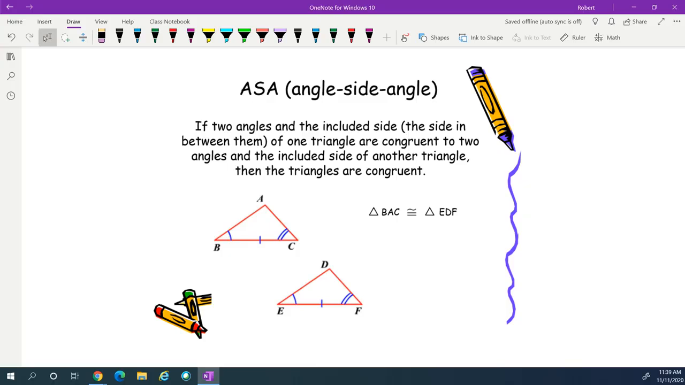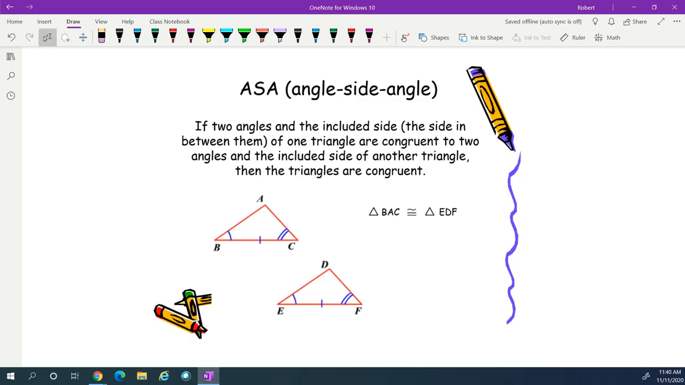When we have 2 angles and the included side from one triangle congruent to 2 angles and the included side from another triangle, then those triangles are congruent. And we can write that congruent statement. So the name ASA tells us what to look for. It also tells us where to look for it. 2 angles and the side between them.